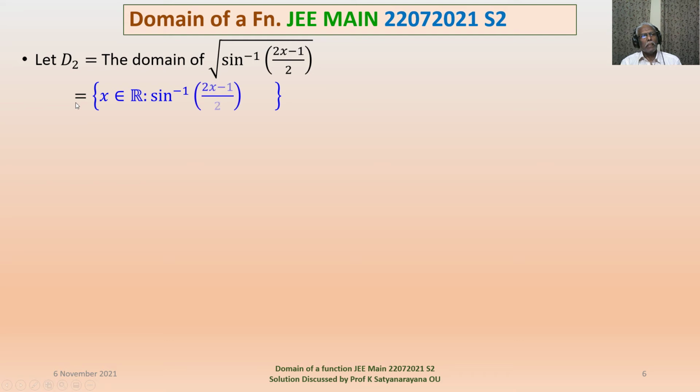Now, this is the set of all those x belongs to R such that sine inverse of (2x minus 1) by 2 is greater than or equal to 0, because it is under the square root. I know that since this is placed in the denominator, I have to take greater than only, but not equal to. But first I will find D2, then afterwards I will remove that.